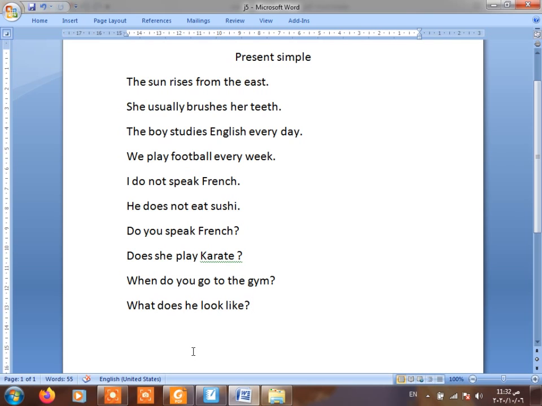With the WH question, we add when or what or where or anything, okay, before the normal question, like, do you go to the gym? I add when. So when do you go to the gym? Does he look like? I use what. What does he look like? Okay, this is the question.